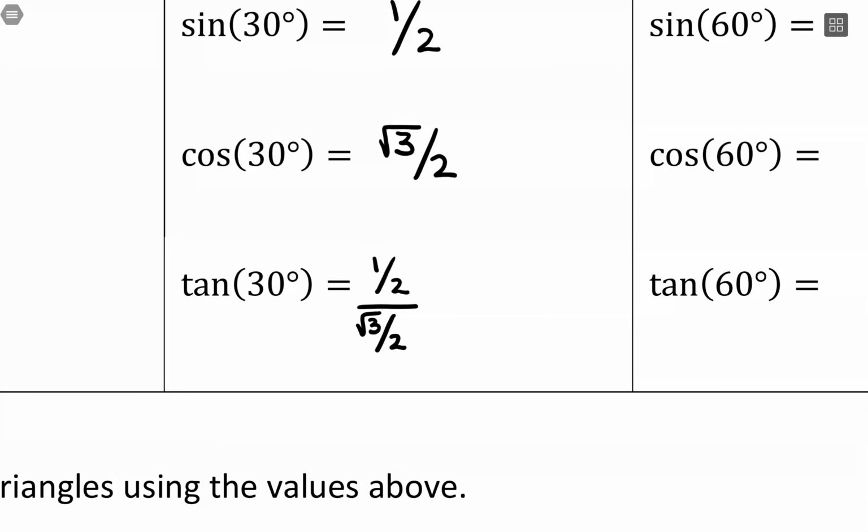And when we have complex fractions like this, we want to get rid of this idea of having a fraction within a fraction. So to do that, we multiply by the common denominator. We have a common denominator of 2, so it's like I'm multiplying the numerator and denominator by 2, and that would give me 1 over √3. Now I'm going to go even one step further with this and rationalize the denominator.